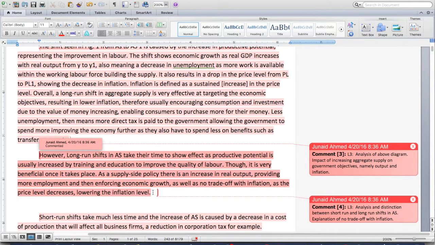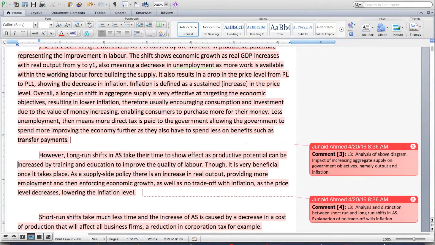Yeah, this is not necessarily true because you're saying it's usually increased. You can say productive potential can be increased. All right, usually according to who? This is your opinion. Though it is very beneficial once it takes place. So yes, it takes time.